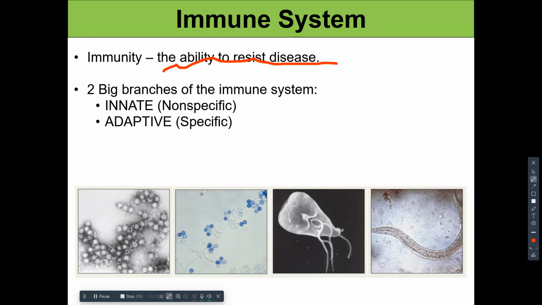And in our discussion, we're going to see there are two big branches of this system. There is the innate system, also known as the non-specific system, and then the adaptive system, also known as the specific system. So those are the two branches that are continually resisting incursion and invasion of our bodies by all sorts of microbial nasty things all the time.